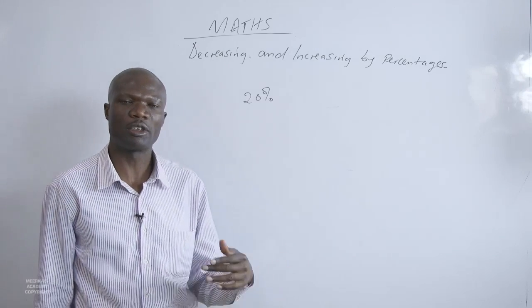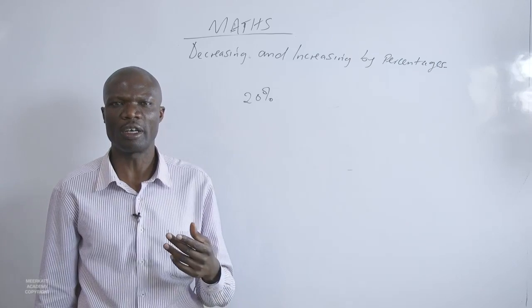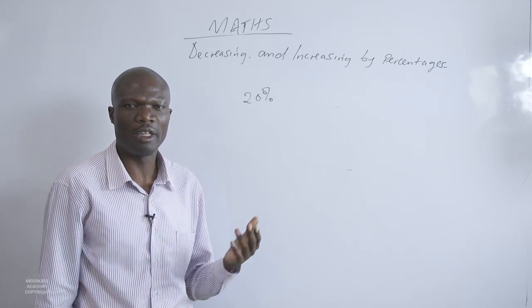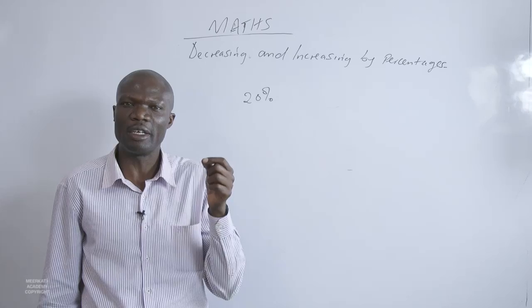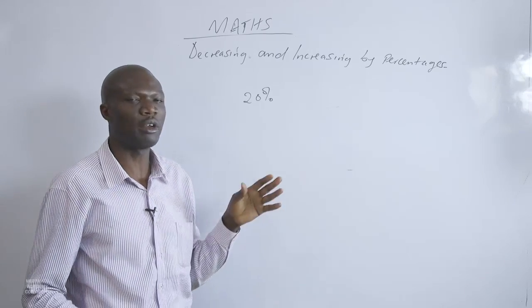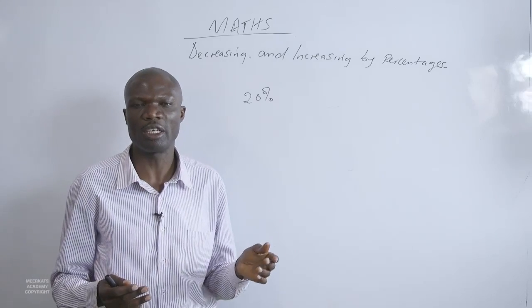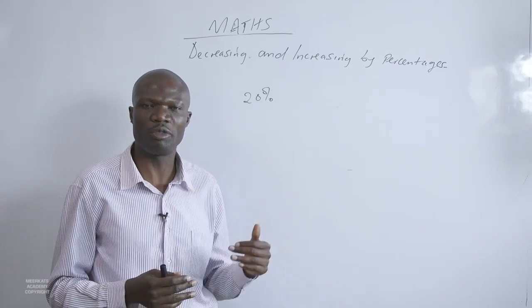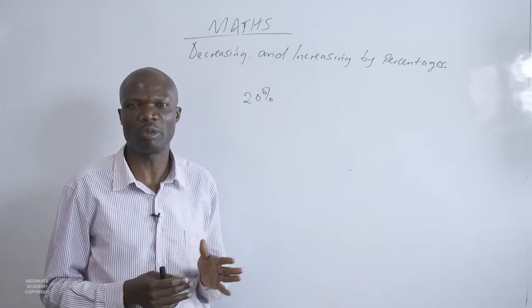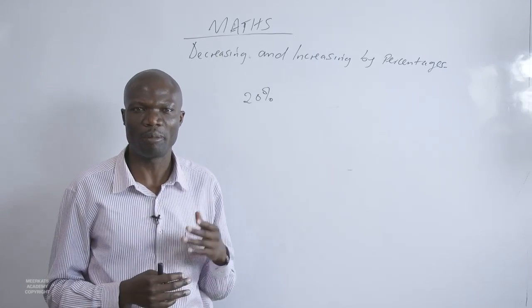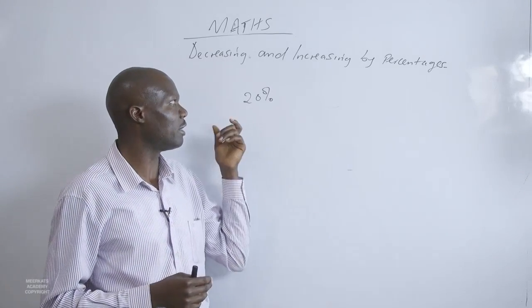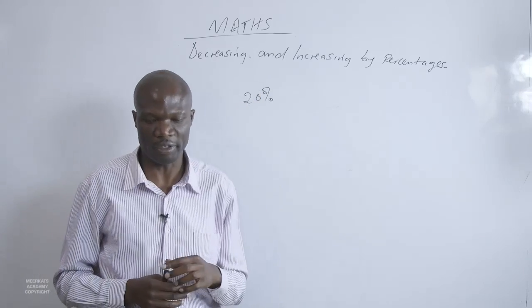When you look at goods like machineries, they normally depreciate. So we can value the cost of a vehicle and say every year this vehicle is depreciating by maybe 18%. That is a percentage decrease.